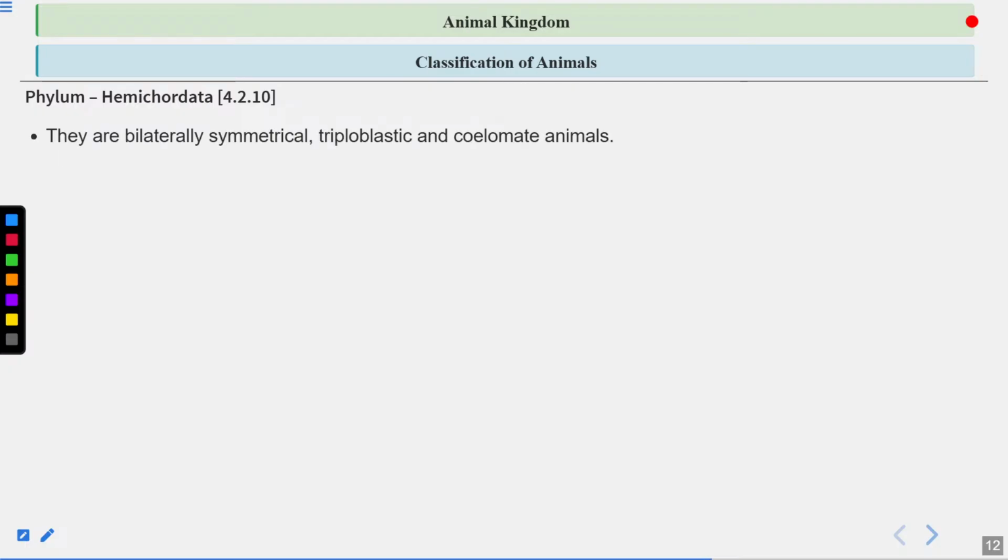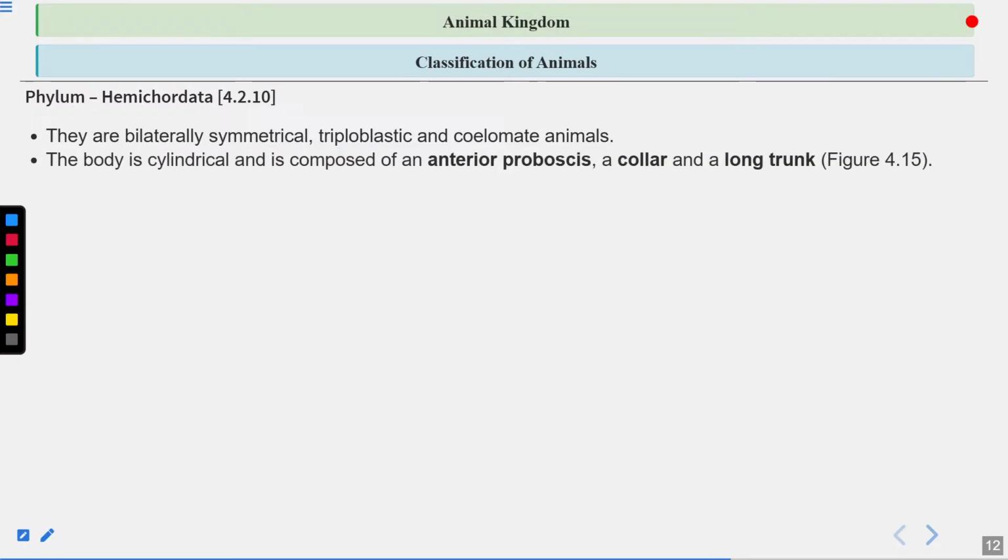Now they are bilaterally symmetrical, triploblastic and coelomate. So they are also bilaterally symmetrical, means their body can be divided into two equal halves. Then they are triploblastic again, and they are coelomate animals, means they have a body cavity lined by the mesoderm.